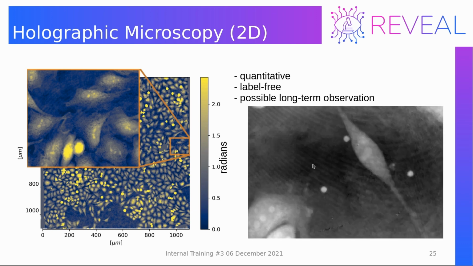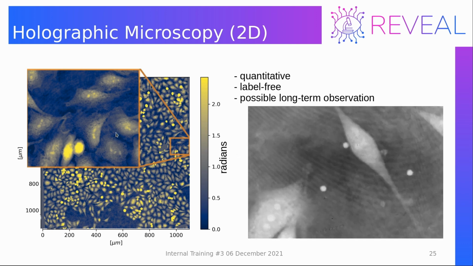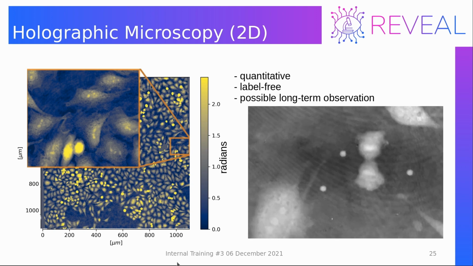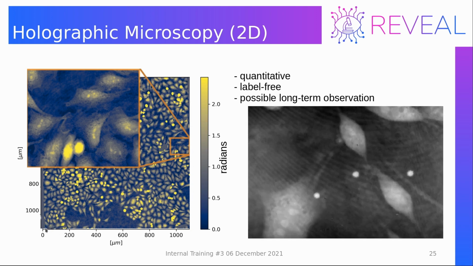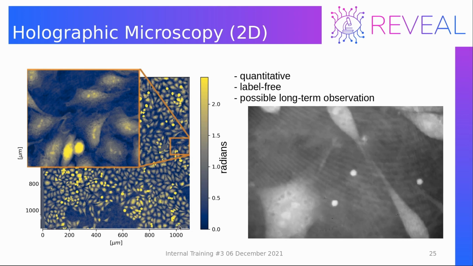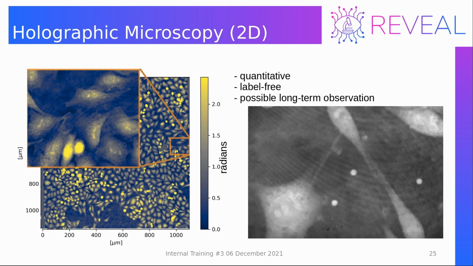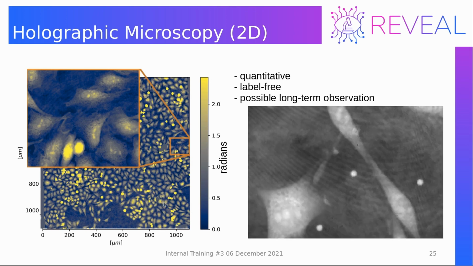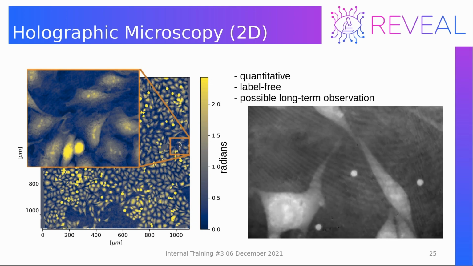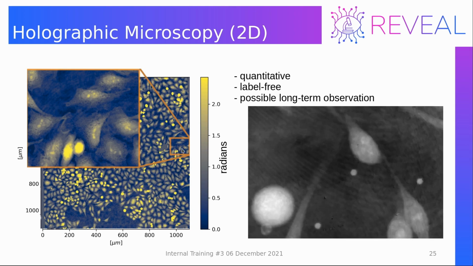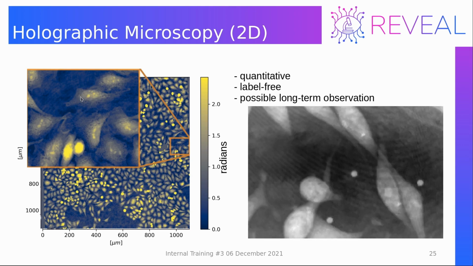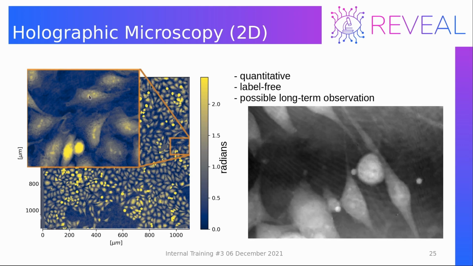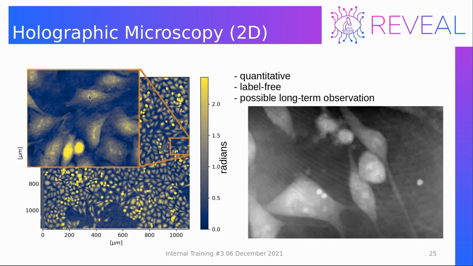And this is the example of one measurement. On the left side you can see the high field of view image. It is composed of multiple small field of view images with high numerical aperture. So we have high resolution, as you can see in the zoomed in image. We can see the substructures. This is the cell nucleus, and these are cell nuclei.